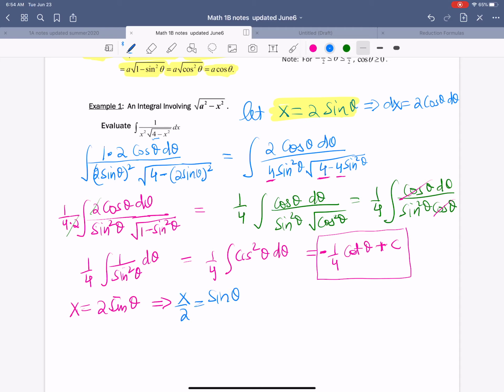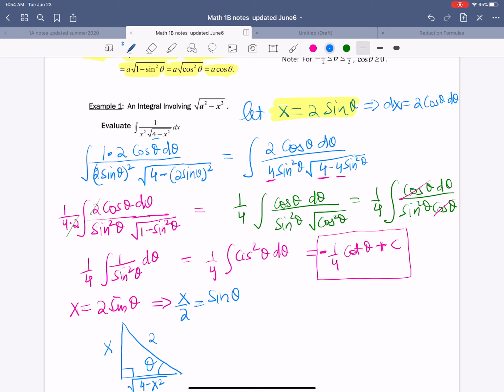If you recall, SOHCAHTOA: sine theta is opposite over hypotenuse. So the opposite is going to be x, and the hypotenuse will be 2. And if I try to find the other leg using the Pythagorean theorem, it would be the square root of 4 minus x squared.